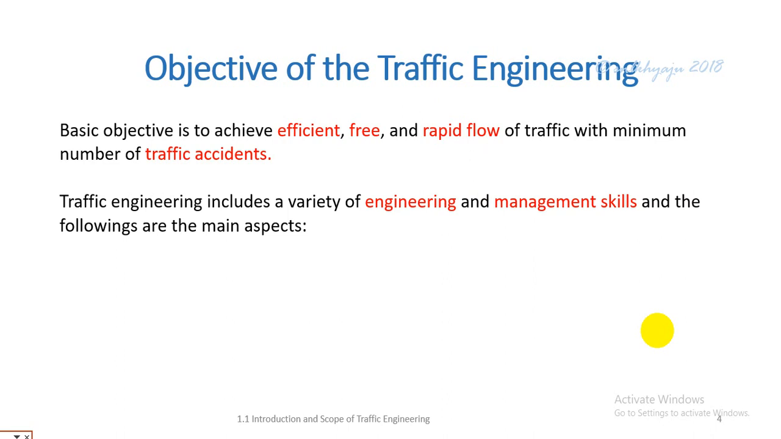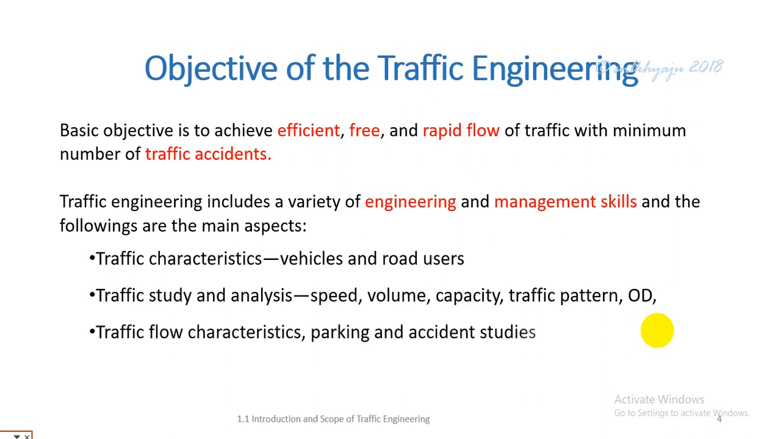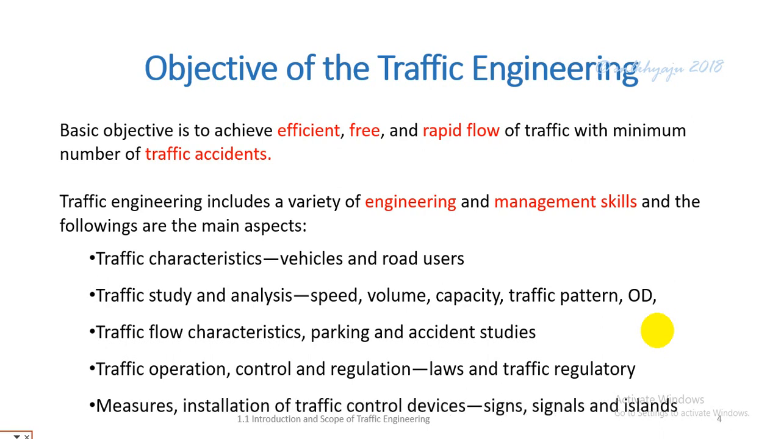Traffic engineering includes a variety of engineering and management skills, and the following are the main aspects: traffic characteristics, that is vehicular and road users. Traffic studies and analysis include speed, volume, capacity, traffic patterns, and origin and destination study. Traffic flow characteristics, parking and accident studies. Traffic operation, control and regulation, laws and traffic regulation. Measures, installation of traffic control devices like signs, signals and islands.